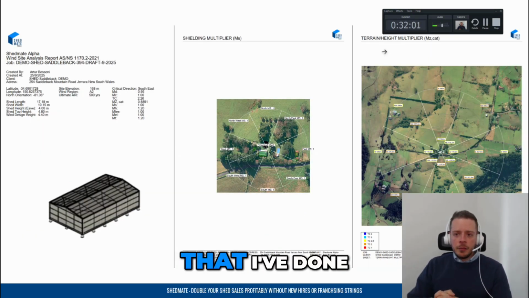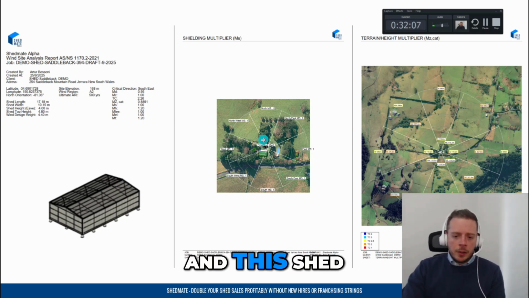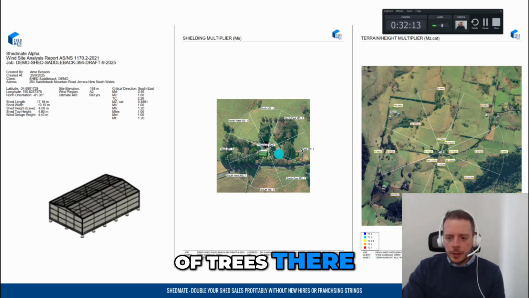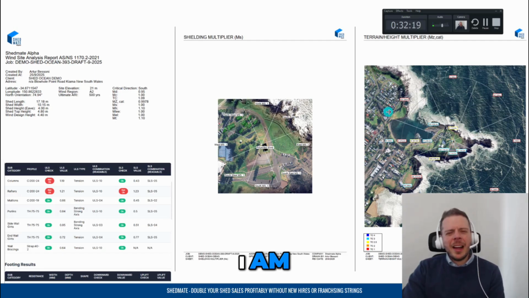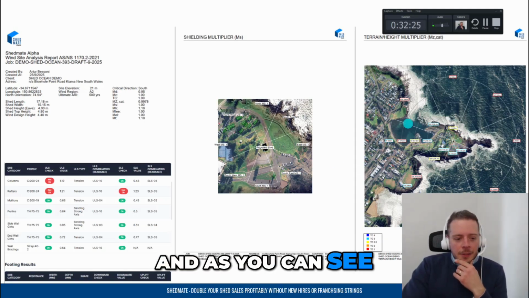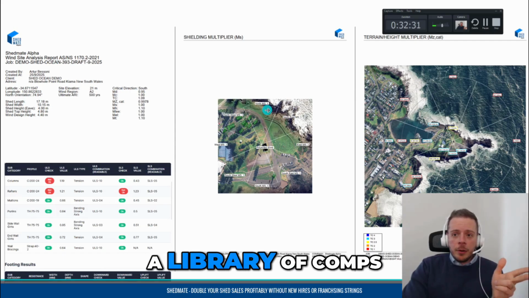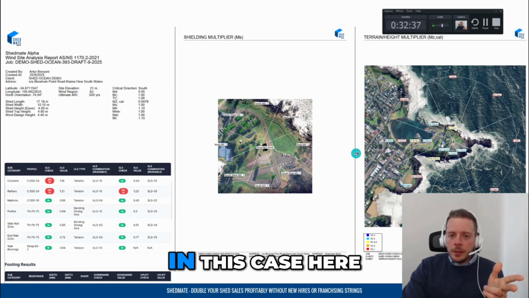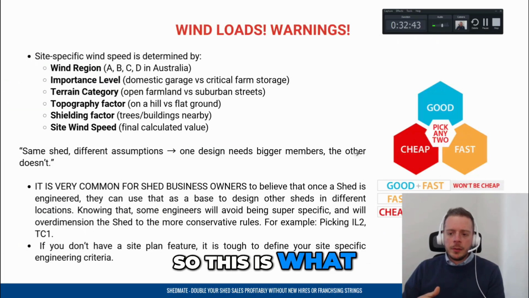Here's another example of a very similar study. This now is in New South Wales, and shed A is in the middle of lots of trees, in a farm area, and shed B is in front of the ocean again. Obviously, I'm exaggerating a little bit in this demonstration, but you could build a shed there, right? As you can see, this example doesn't pass for the columns, the rafters, and the column footings. If you're using a library of comps and it's exactly the same, not site-specific, that assessment could be wrong, because the wind in this case is, if I'm not mistaken, 47 meters per second. So this is what needs to be assessed.